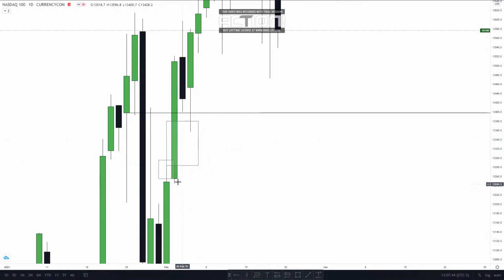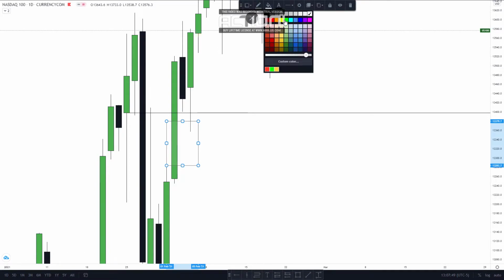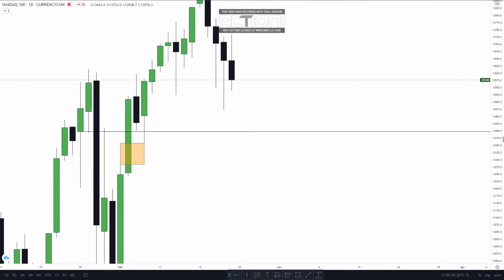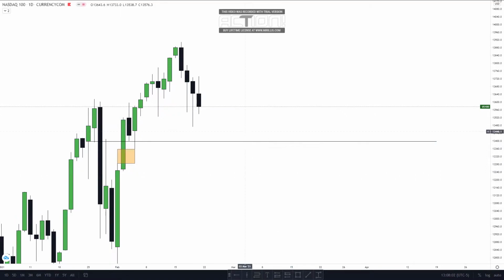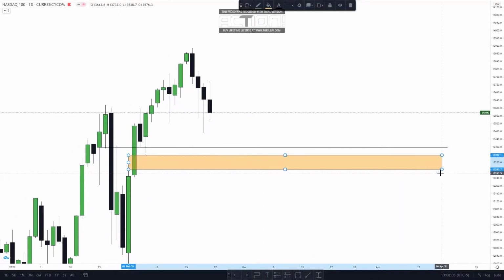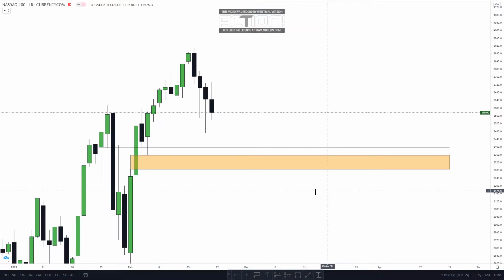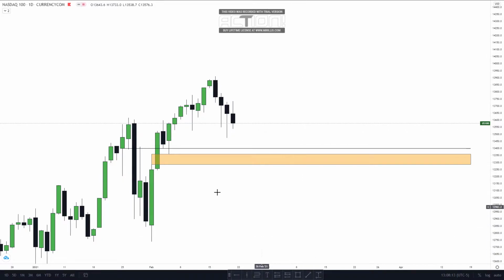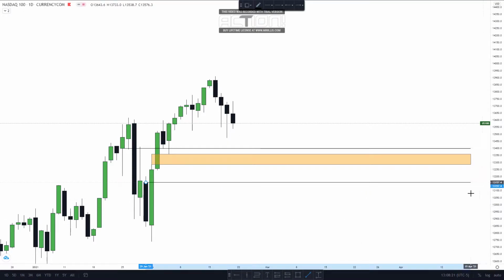All right, let me just remove this, change the color, let's make it orange. So yeah, there's a gap that price needs to fill. So we could expect support from that level right there, or if price breaks through that level, we do have a support region from this last candle, which you can also use as an order block.